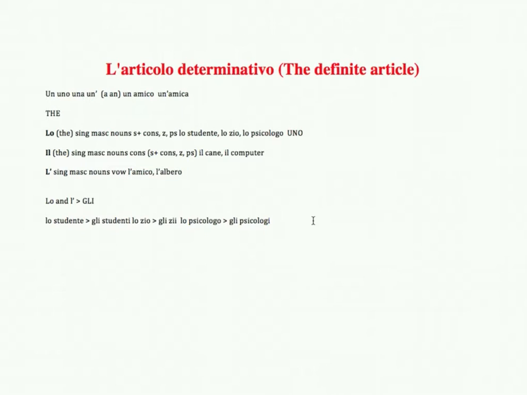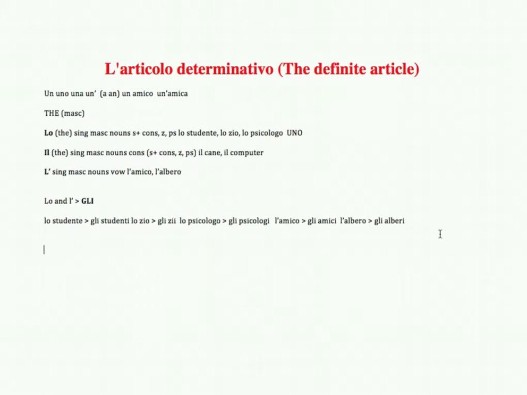Okay, but we said that also gli is the plural of L apostrophe in case of masculine nouns. So if I want to make the plural of l'amico and l'albero, what will be the result? So L apostrophe in front of a masculine noun like amico becomes gli. So in this case, I make the plural of amico and I have amici. So l'amico becomes gli amici. And what about l'albero? Same thing. Albero becomes gli alberi. Okay.